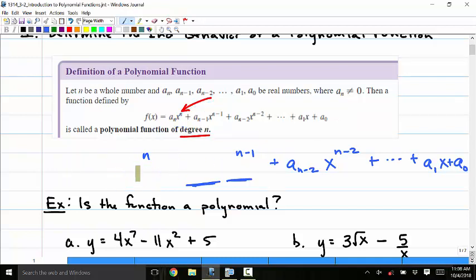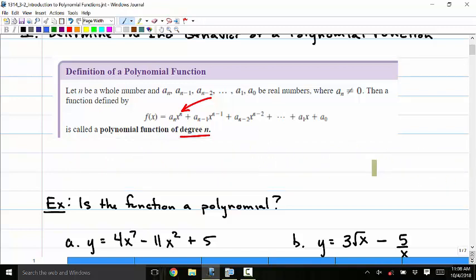Now, what do I want you to get from this? Obviously, the stuff that's in red there. You always write x to the highest power first. And you do that because that's the degree of the polynomial. That highest exponent, x to the n, you say that that polynomial is of degree n. That's the important takeaway. Decreasing powers of x, and the highest power of x is the degree. So let's go look at some examples.